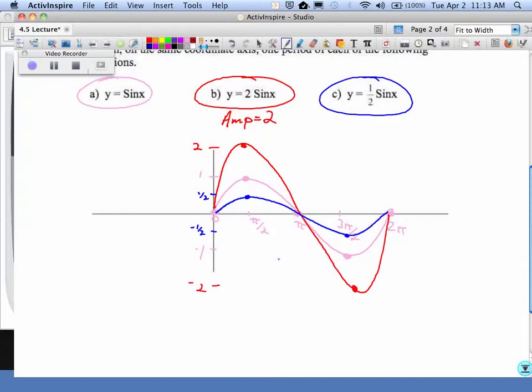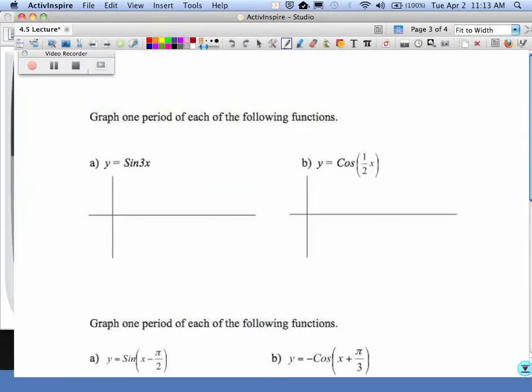Now on these two problems, what am I changing? What letter, if you will? B, right? So in this case, my B value directly in front of x is a 3. So then the period of the function is 2 pi divided by 3.